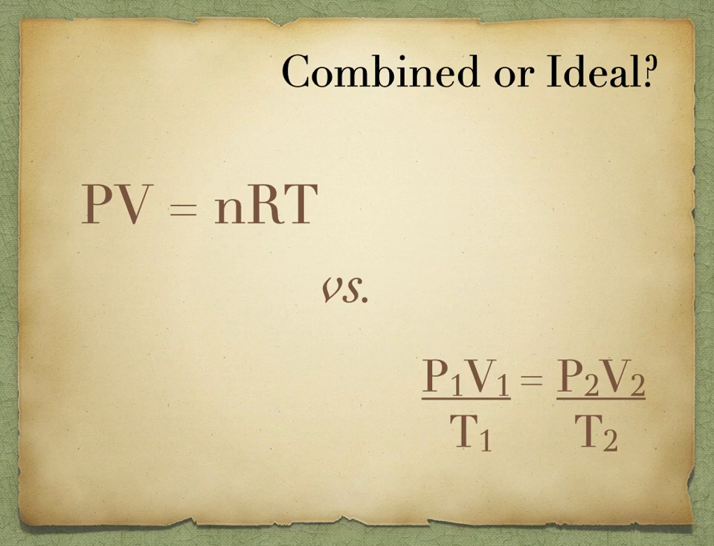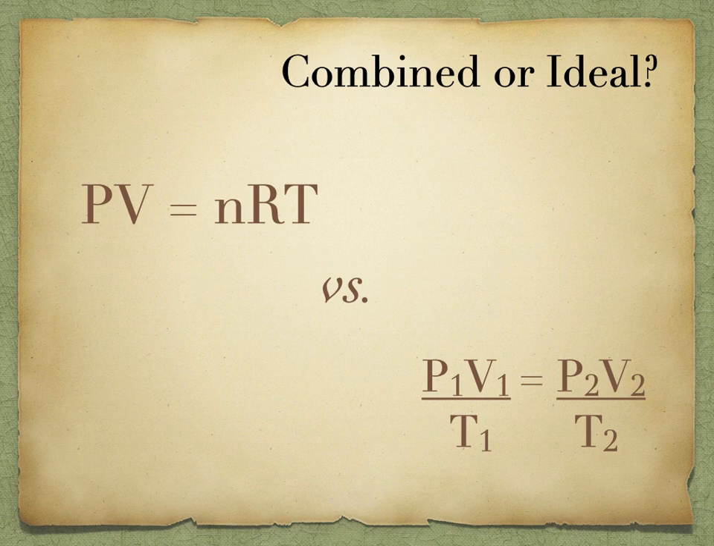So I'm going to leave you with this question: combine or ideal? How do you know which equation to use? Well, it's fairly simple. PV equals nRT of the ideal gas law will help you solve a problem when you have one set of conditions, and it's usually I have 3 values that I'm able to measure, I have 1 value I'm not. So you will be given everything except 1 value, and you have to solve for it.